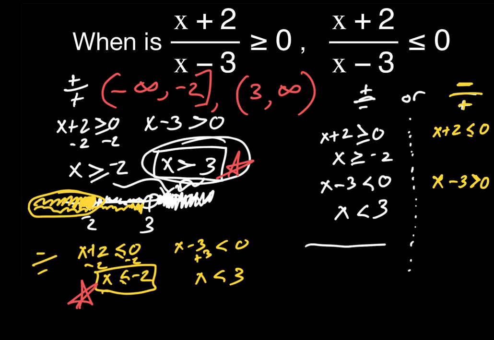And I try to think on a number line, can that happen? I'm at negative 2, closed dot, shading above. I'm at positive 3, open dot, shading below. Oh yes, that can occur when I'm between those two values.